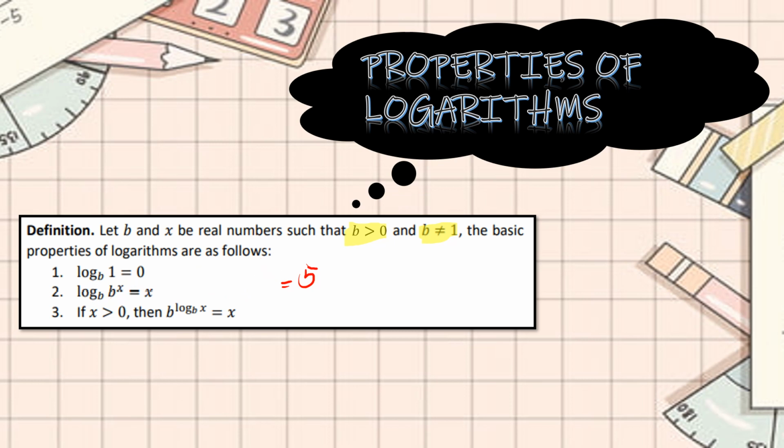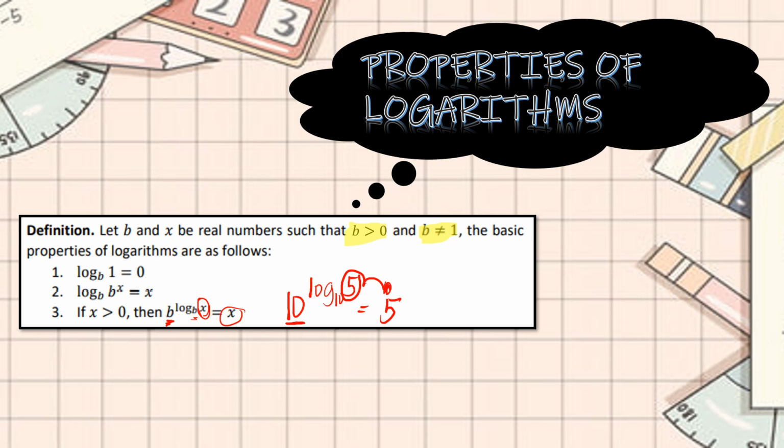Okay, next property. If x is greater than 0, then b raised to logarithm of x with the base of b equals x. So, dito same lang ulit yung kanyang base. Kukunin mo lang yung x. Ito lang. Okay, so halimbawa, 10 raised to logarithm of 5. Yan. So, equal lang to lagi kay 5. Bakit? Kasi same lang naman yung kanyang base. Yung 10 dito, same lang as base sa exponent niya na logarithm or the common logarithm. Then, kunin natin si 5. That is the final answer.